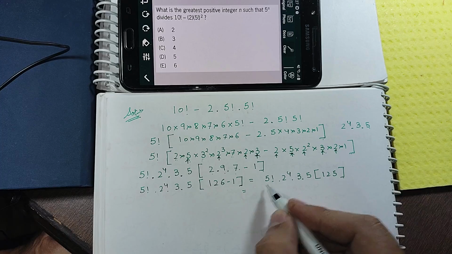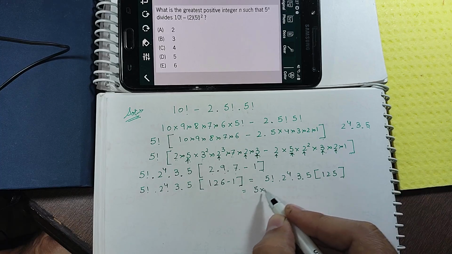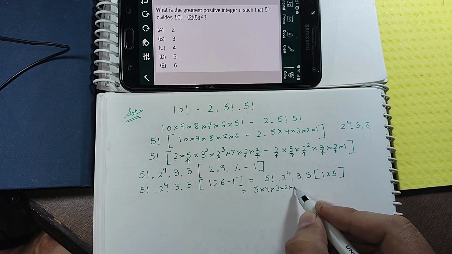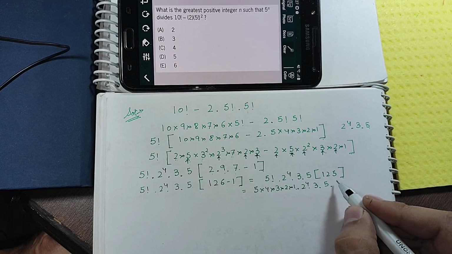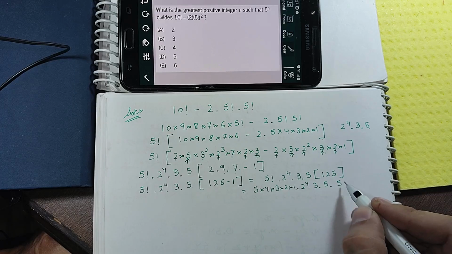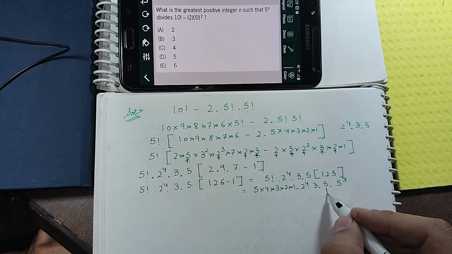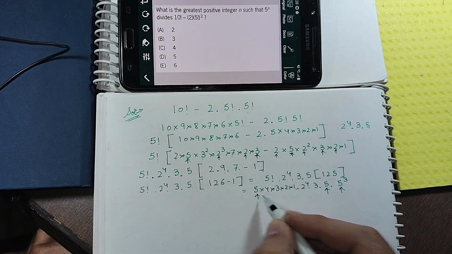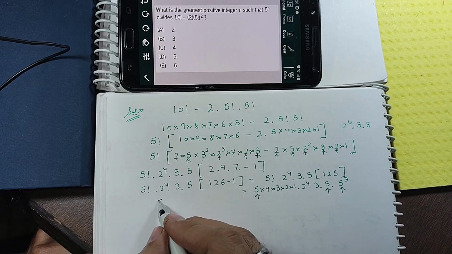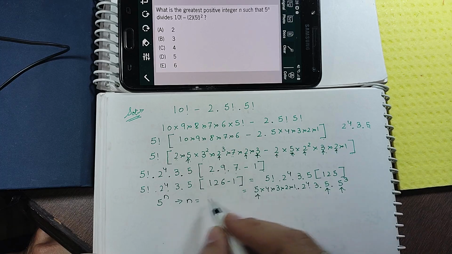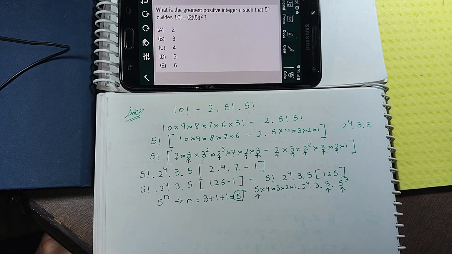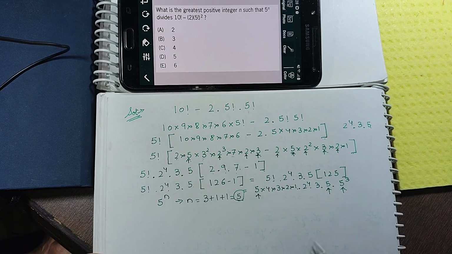Now in 5 factorial, if I expand it, it is 5 into 4 into 3 into 2 into 1. So this is 2 raised to power 4, 3, 5, and 125 can be written as 5 cube. So how many 5s are there? 1, 3 and 1 over here. So the maximum power of 5, n, will be equal to 3 plus 1 plus 1. So this will be 5. So the value of n is 5, and the right option will be option number D.